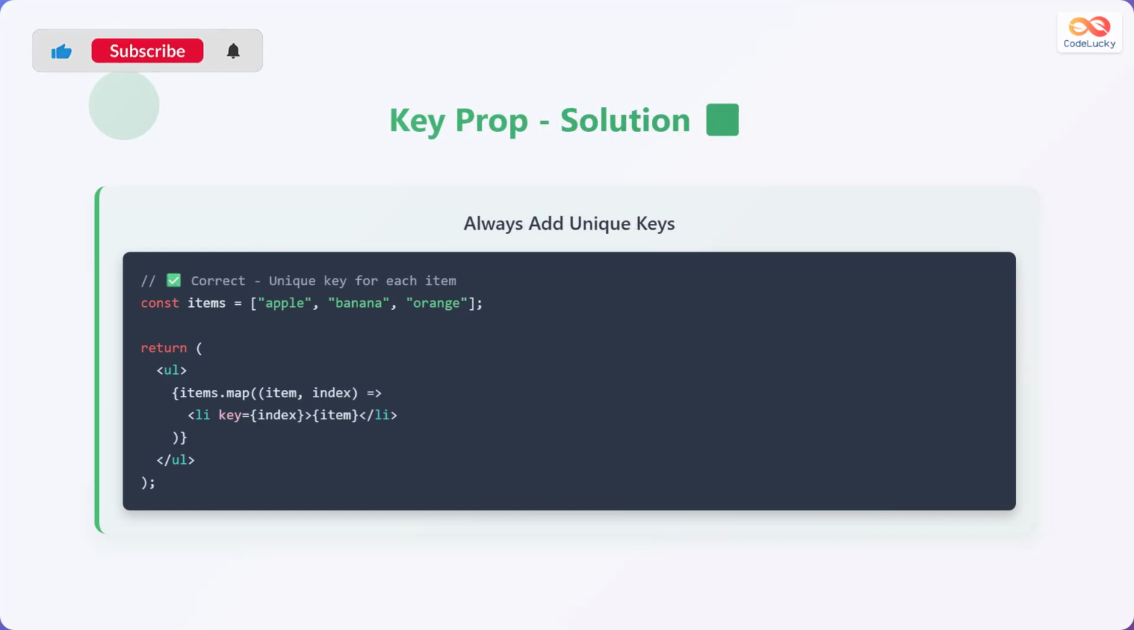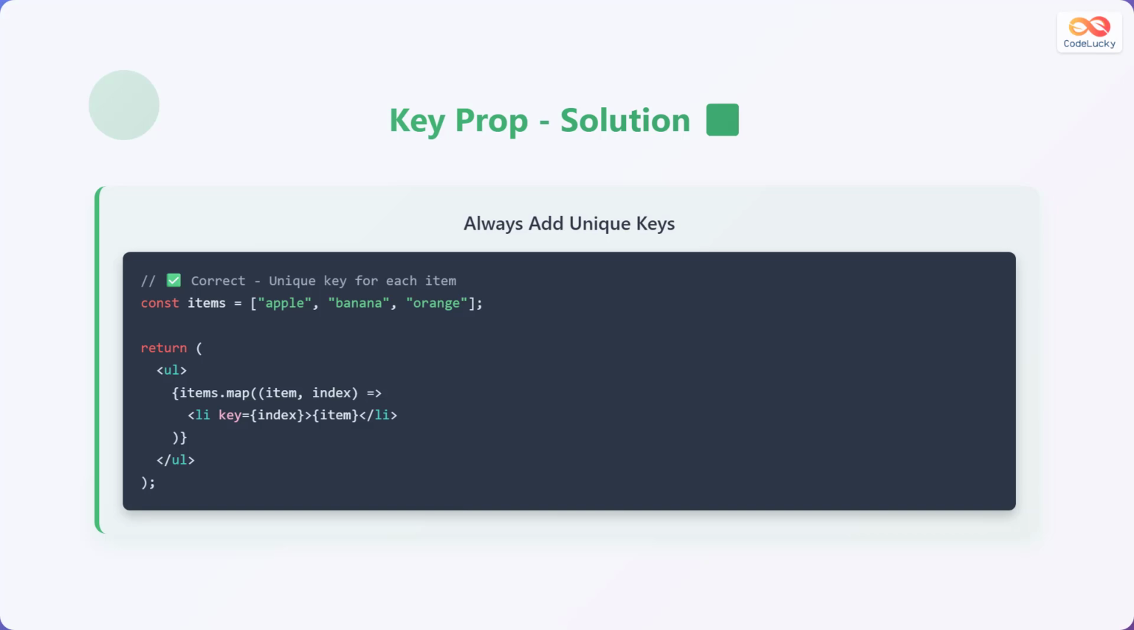To resolve the missing key error, ensure that each item in your list has a unique key prop. Ideally, use a unique identifier from your data, such as an ID from a database. If you don't have a unique ID, you can use the index of the item in the array as a last resort. Here's the corrected code. Now each list item has a unique key prop.